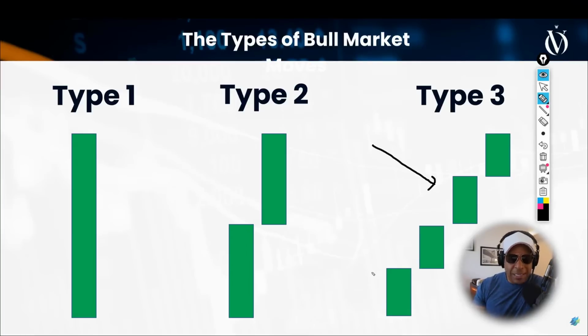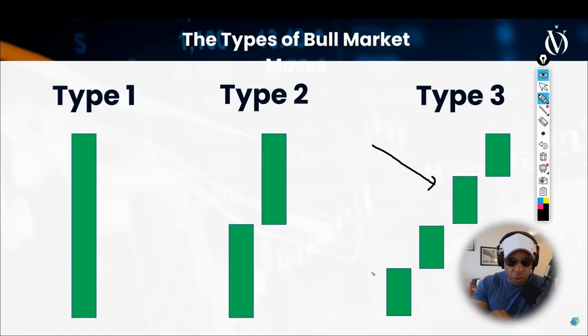So what makes a bull move is that it's fluid. What makes a bull move is that it doesn't have many interruptions. It doesn't have many resting periods or pauses. It just keeps going. All right?